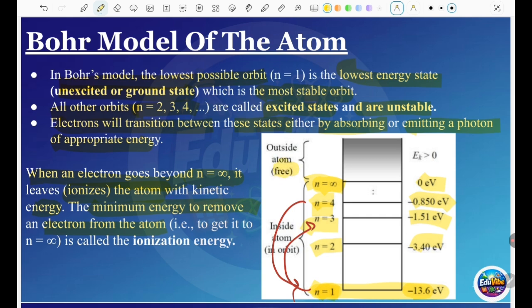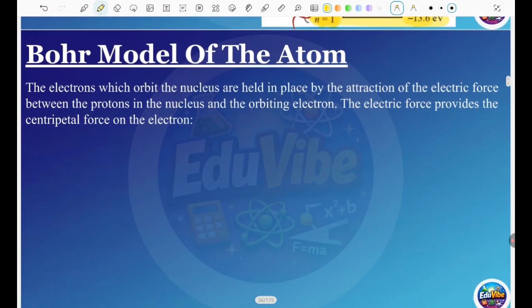They free the atom after infinity. They are not in that state anymore. To get n equal to infinity, this is what we call the ionization energy. In the ionization energy state, the kinetic energy is greater than zero, and sometimes we have to find that. We discuss these things in practice questions too, so for this we just have to know about these things.